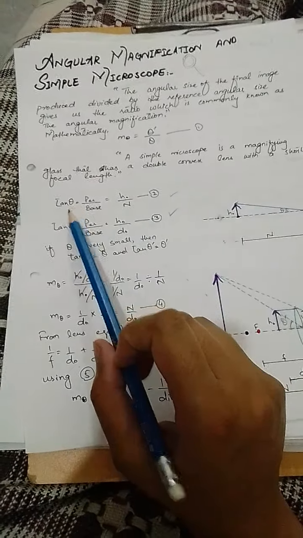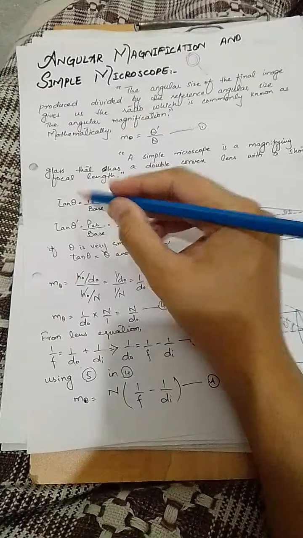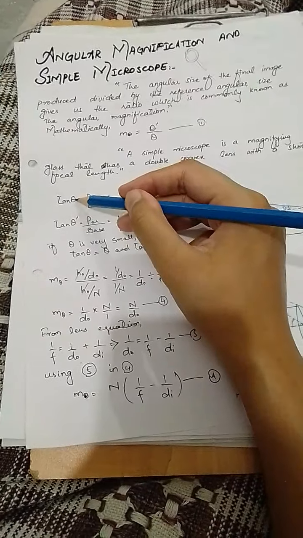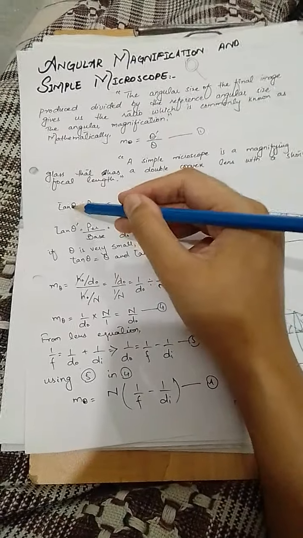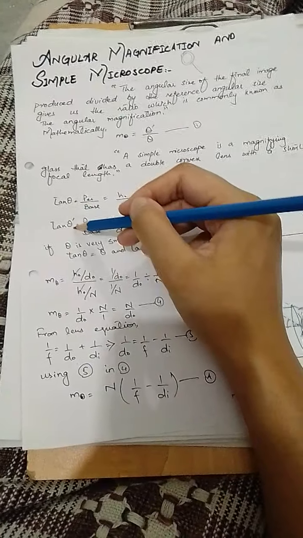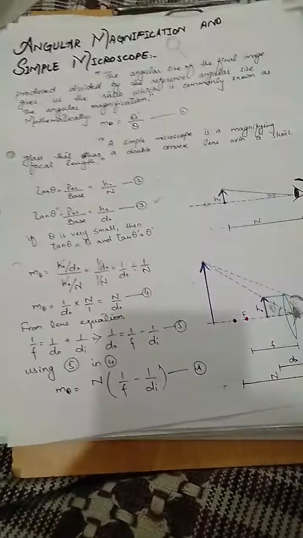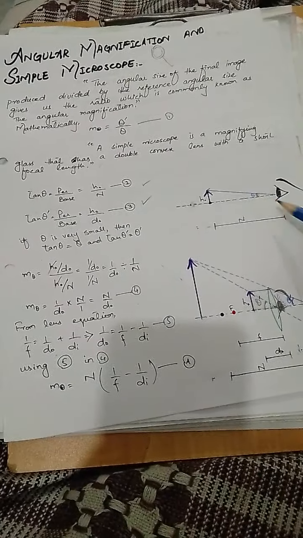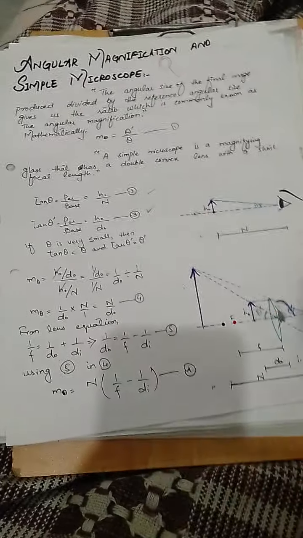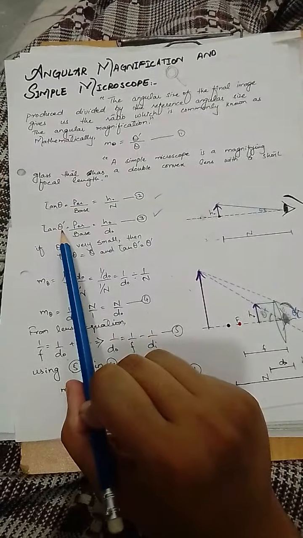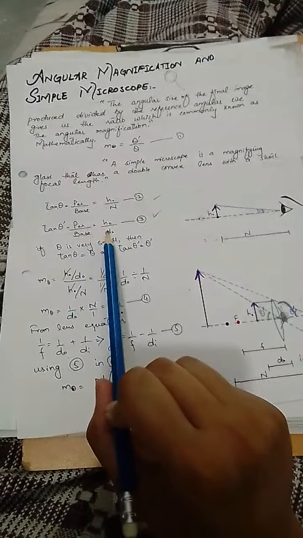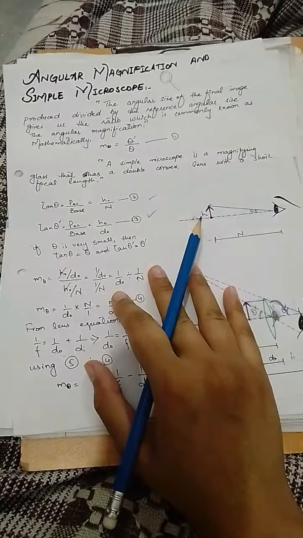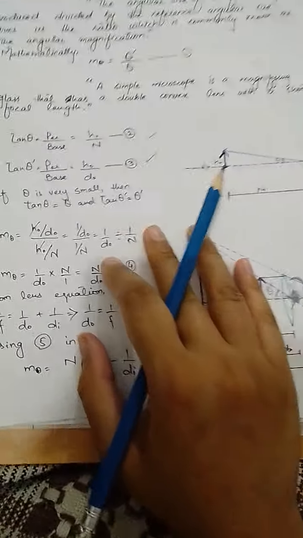In the previous cases, we had tan theta equal to tan theta, but we don't have that here. We have different angles. We have a tan theta and we have a tan theta dash. These are two different kinds of angles. You can see this is a much smaller angle as compared to this one. How are they going to be equal to one another? How are we going to solve this? So we are going to use some mathematics over here.